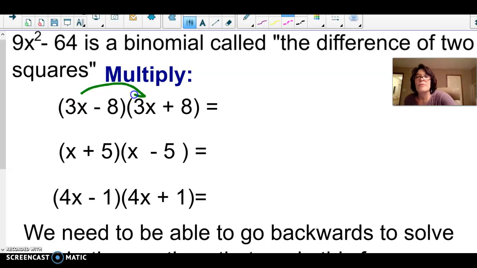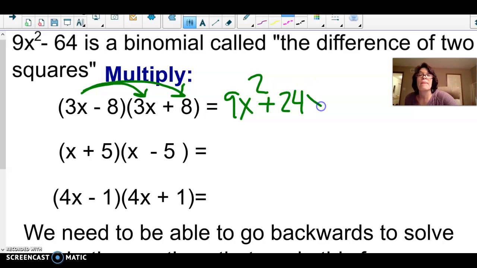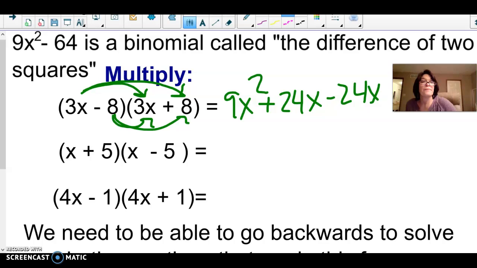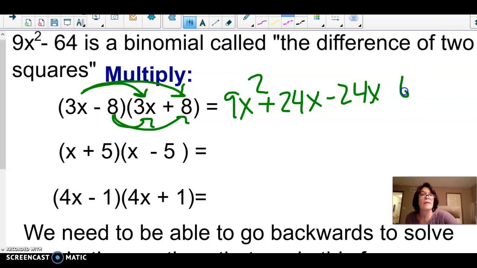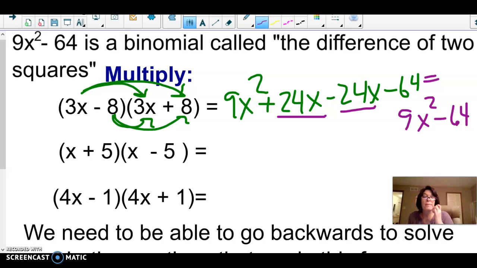All right. Hopefully you paused me, and now you're back. 3x times 3x is 9x squared. 3x times 8 is 24x. Negative 8 times 3x is negative 24x. Negative 8 times positive 8 is negative 64. So then I combine my like terms, 24x minus 24x, well, that's 0. So this ends up being 9x squared minus 64.